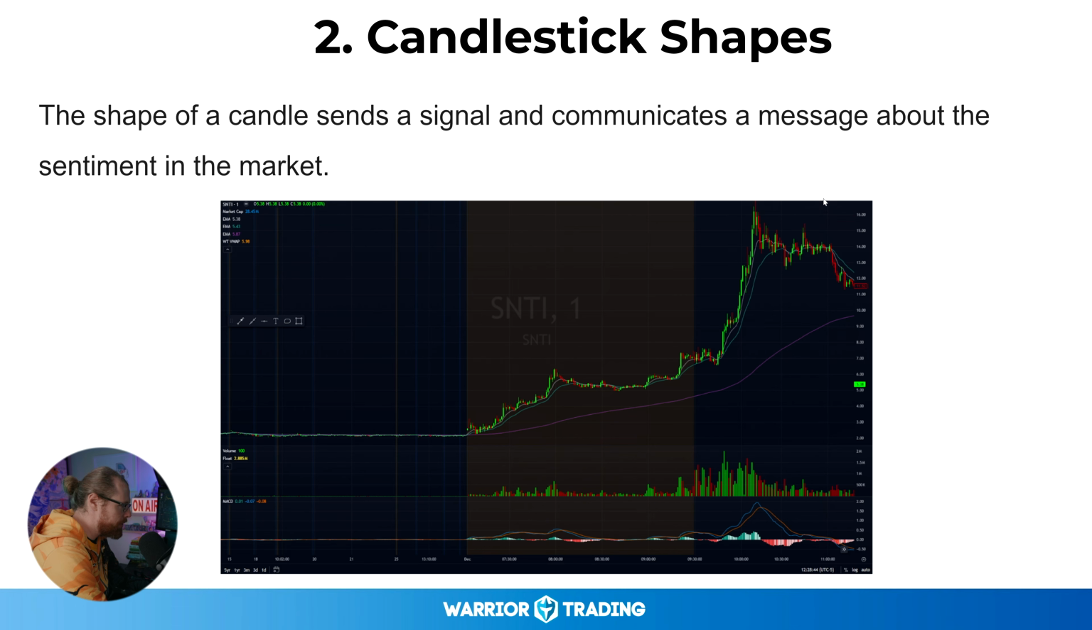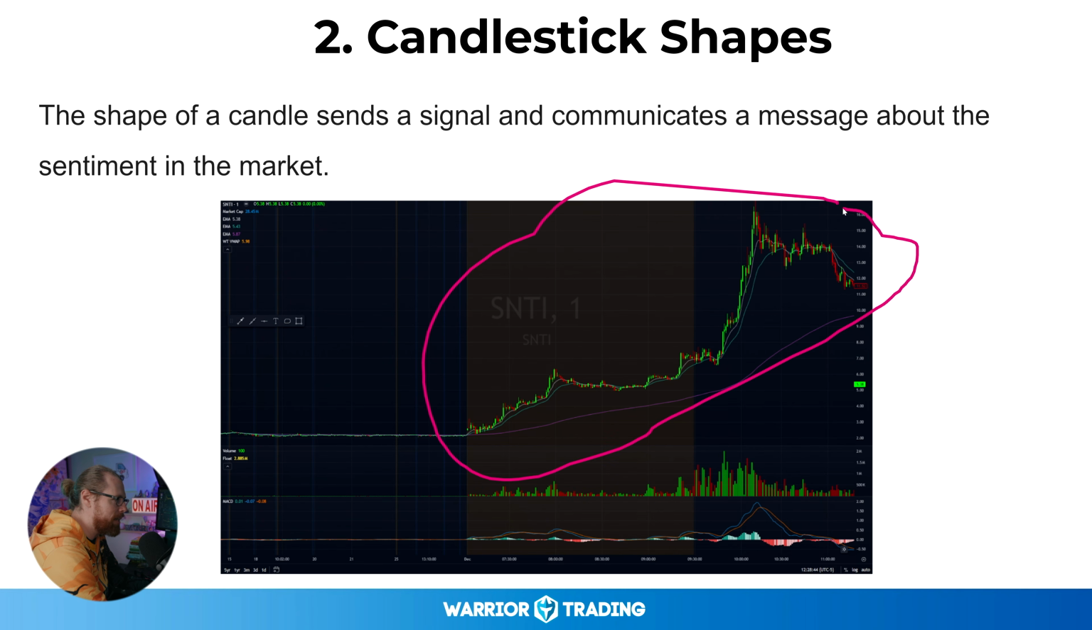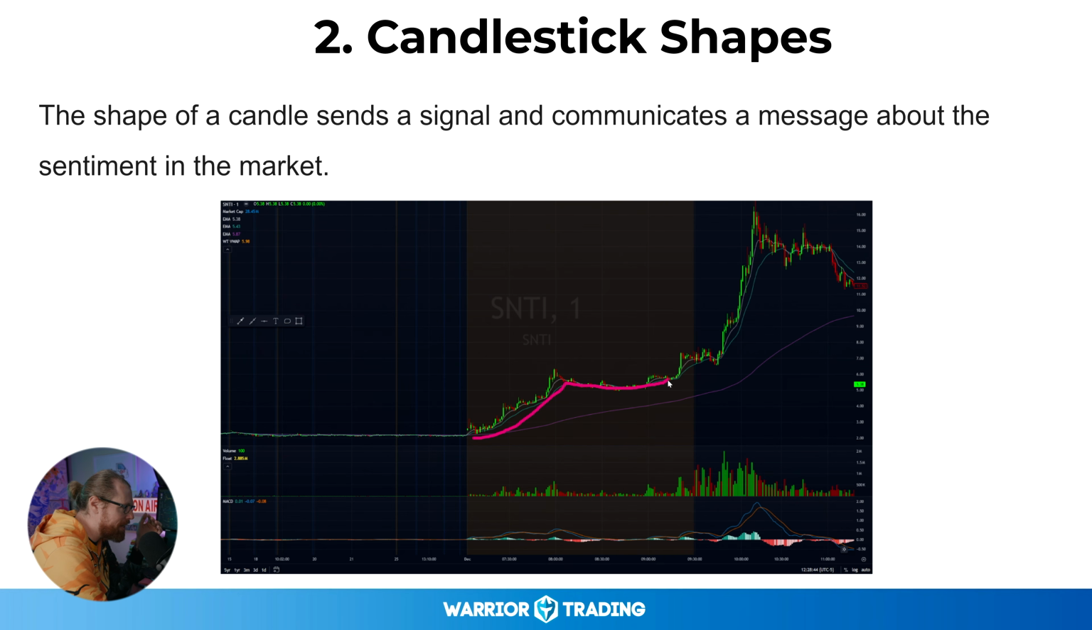So here's a candlestick chart. This is just for SNTI, a stock from a couple weeks ago. And every single one of those candles, you could read into them about the sentiment that they create. The high volume green candle, the red candle with a large topping tail up here.